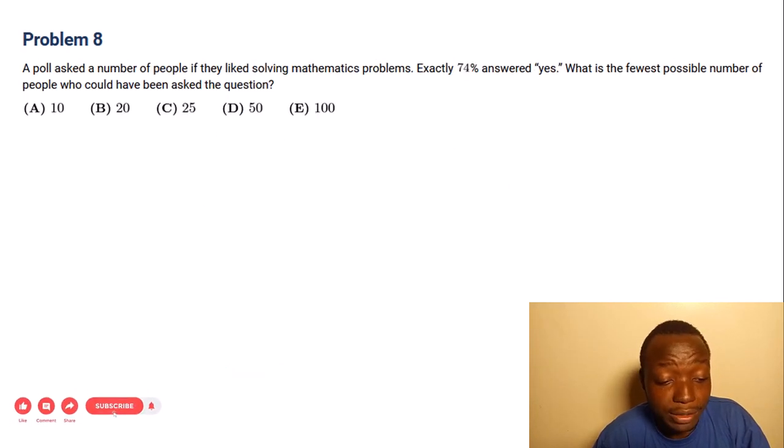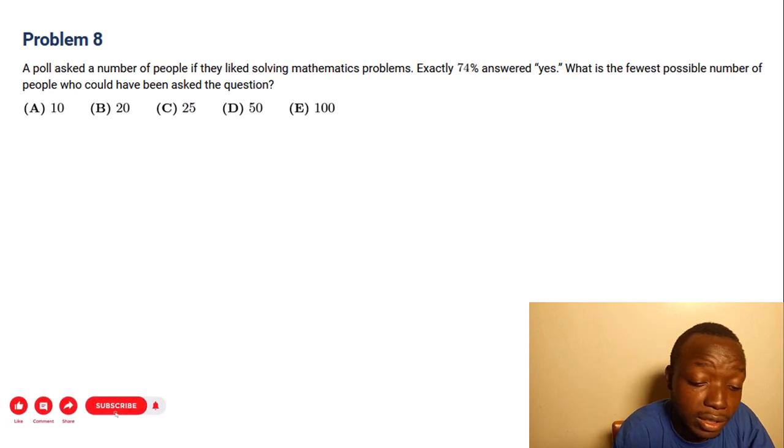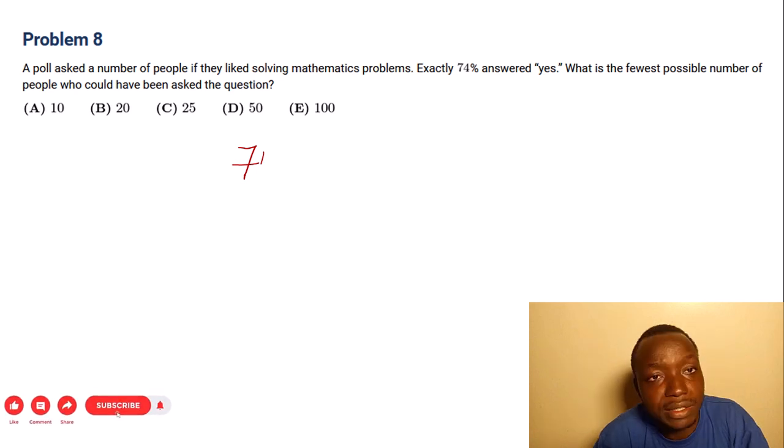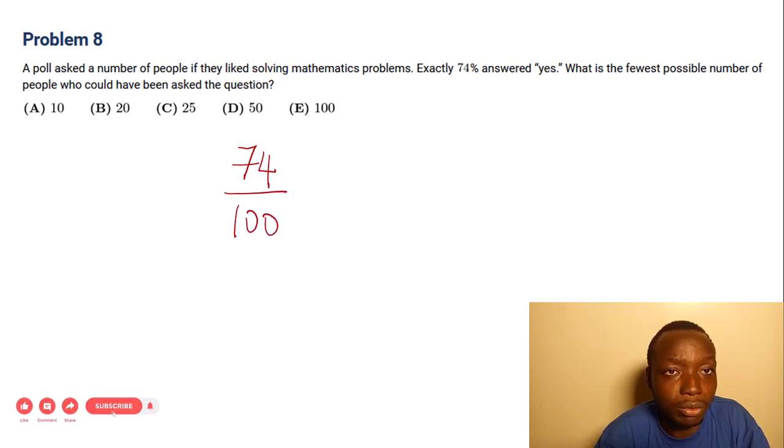A poll asked a number of people if they like solving mathematics problems. Exactly 74% answered yes. What is the fewest possible number of people that could have been asked the question? This is a very simple question because it says 74%, that's 74 over 100 of the people answered yes. We cannot have fractional people, right? So they're basically asking us what is the smallest whole number we can get from this percentage. That will constitute the fewest possible number of people that could have been asked this question.